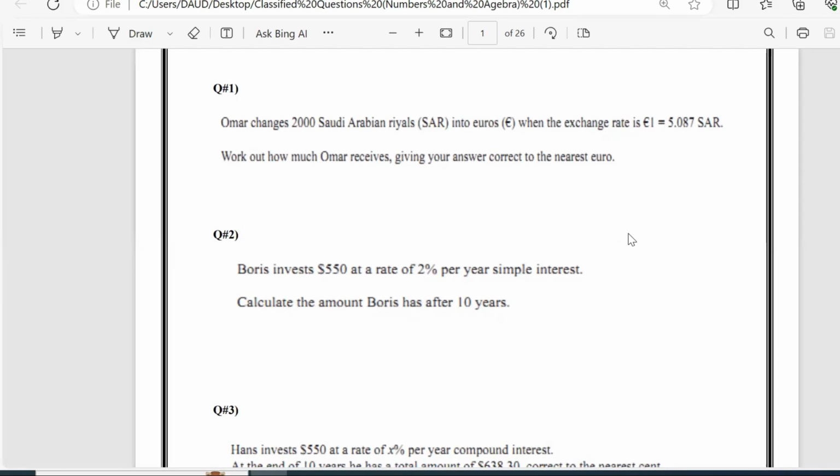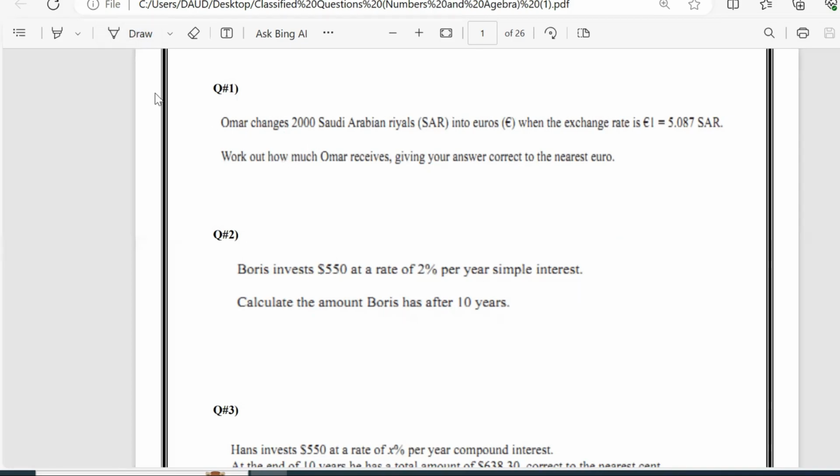So in this question, Umar changes 2000 Saudi Arabian Riyal into euro when the exchange rate is 1 euro equal 5.087 SAR. Work out how much Umar receives, giving your answer correct to the nearest euro.